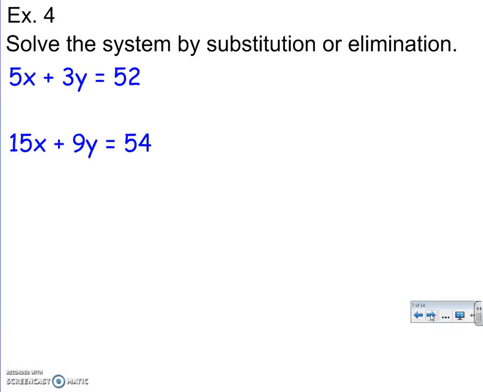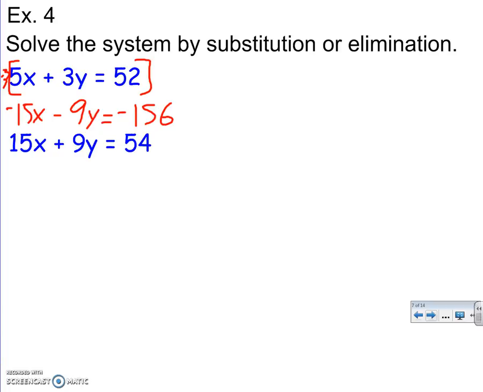Alright, here we had to choose either substitution or elimination. There is no letter by itself, so we can't use substitution at all. I'm going to do elimination, and I noticed that the 3y and the 9y, that's easy. I can multiply this first one by negative 3. So if I distribute that, that's really negative 15x minus 9y equals negative 156. And using that equation, there we have the matching numbers. One's positive, one's negative. I'm going to add straight down.